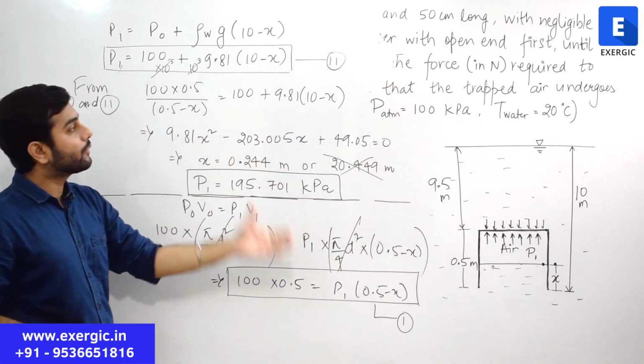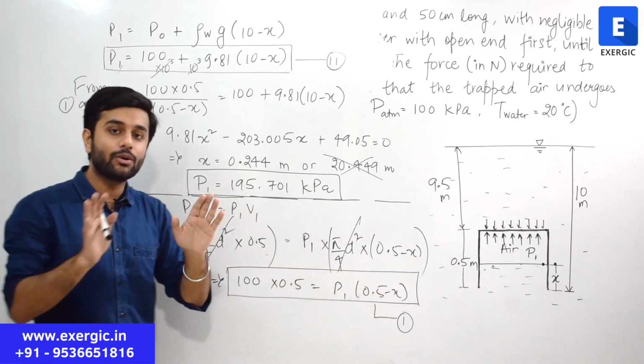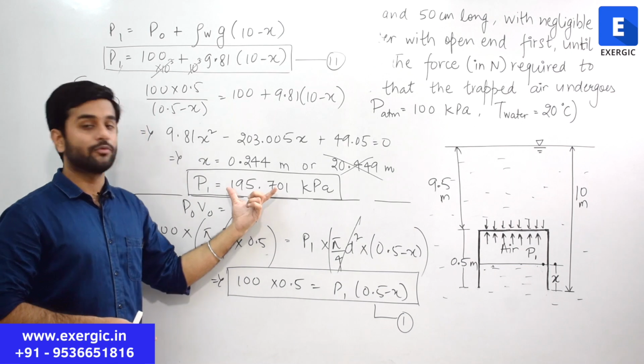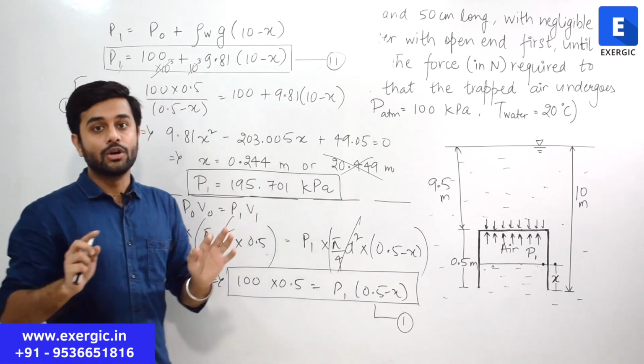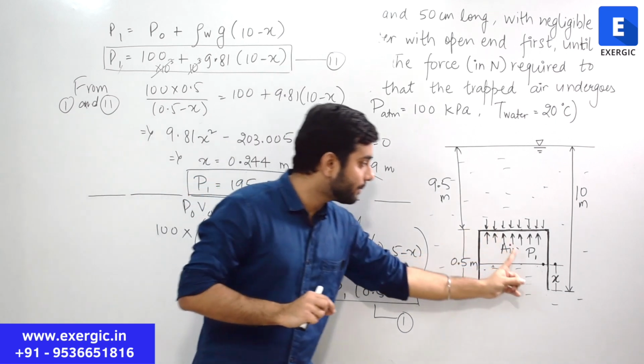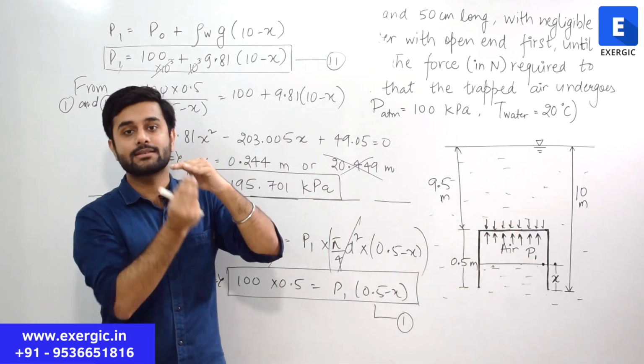And now you have two equations. In any equation you put the value of X, P1 will be the only unknown. Calculate the value of P1, 195.701 kilopascal will be the value. So you have successfully calculated the pressure acting on the inside surface via compressed air.